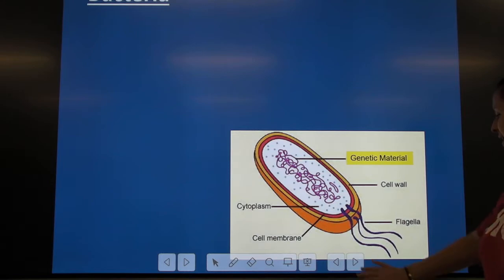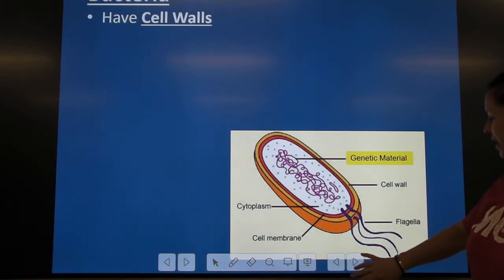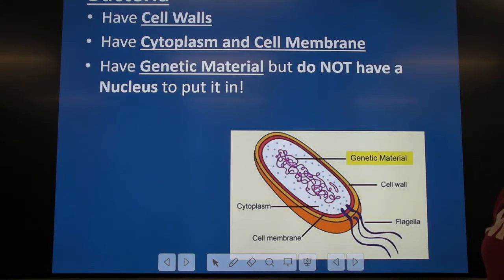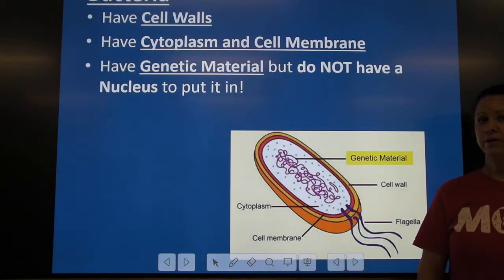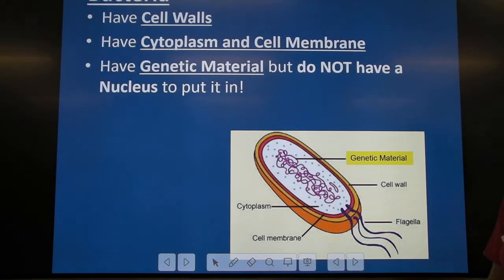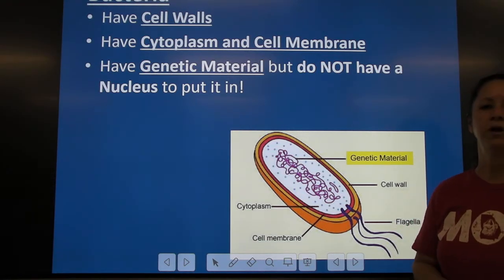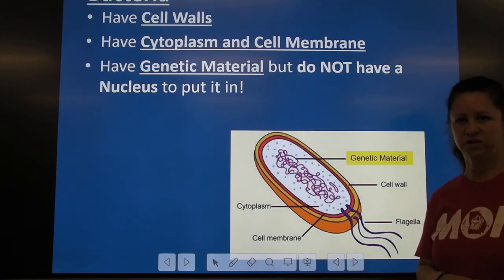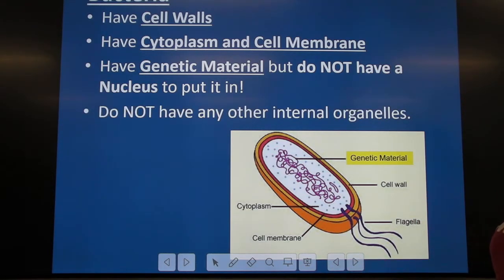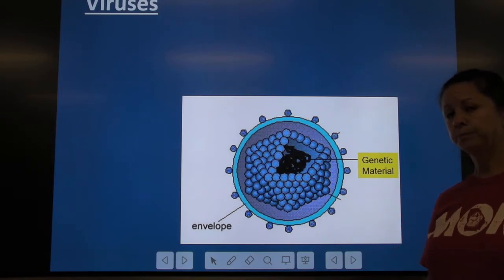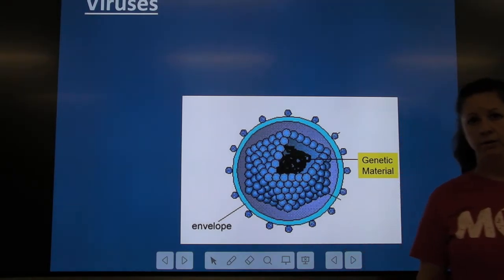They don't have any of those other things. So they have cell walls, cytoplasm and cell membrane, and genetic material, but they do not have a nucleus. And they don't have any of those other organelles. All right? So no other internal organelles. They do have flagella.